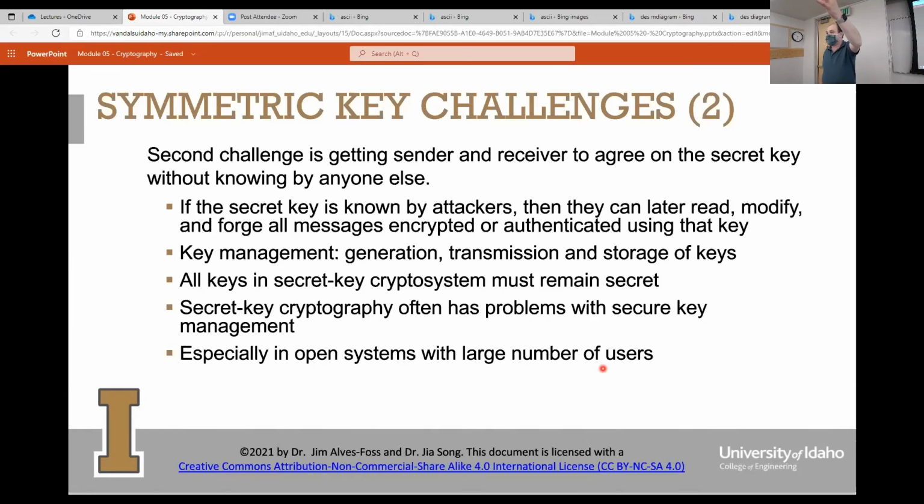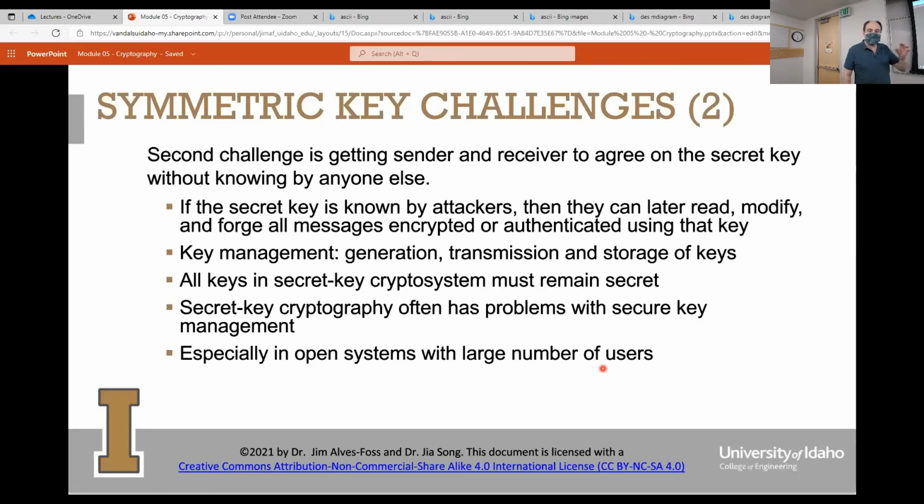There are some challenges with symmetric keys. Okay. So one was just using it to avoid plain text and known plain text attacks. How do I get us to agree on the same key? If a secret key is known by the attackers, I lose. They can later read, modify, forge all messages encrypted and authenticated using that key.